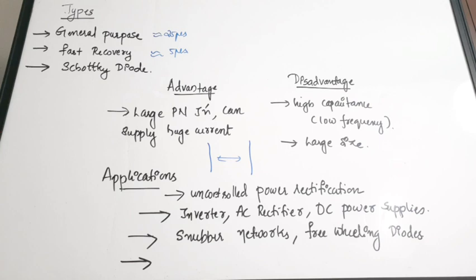So that's all about power diodes. I think I've included as much information as possible, starting from the basic structure, the symbol, the layers and everything. We have also discussed the characteristics in great detail, and also seen the advantages, applications, types and all.